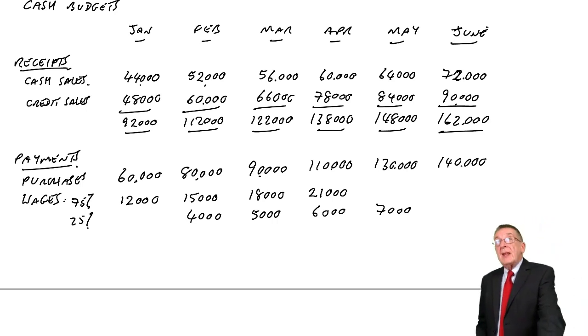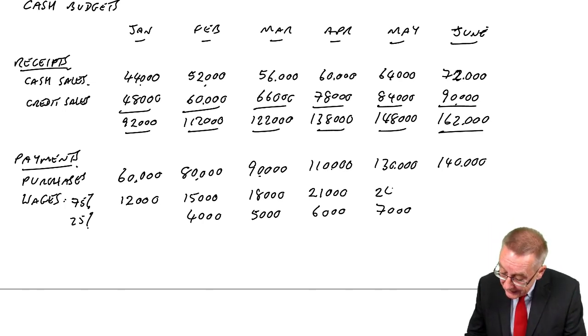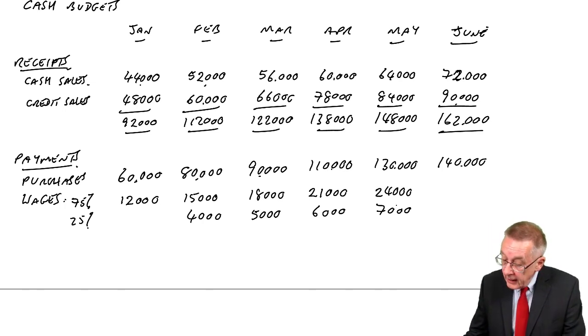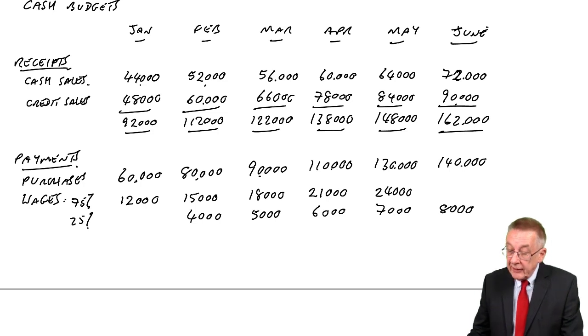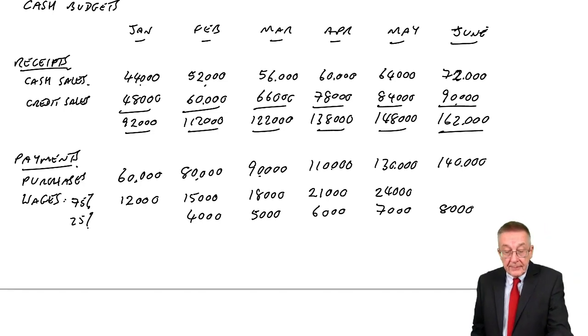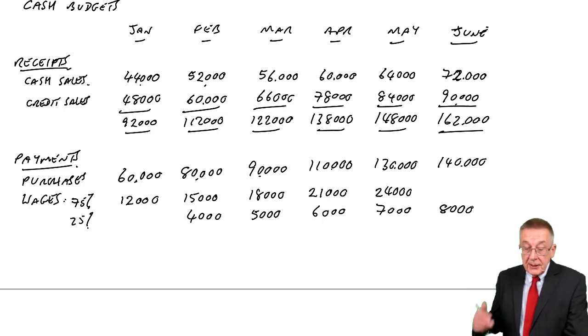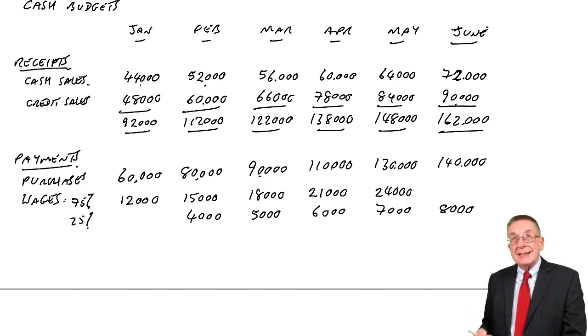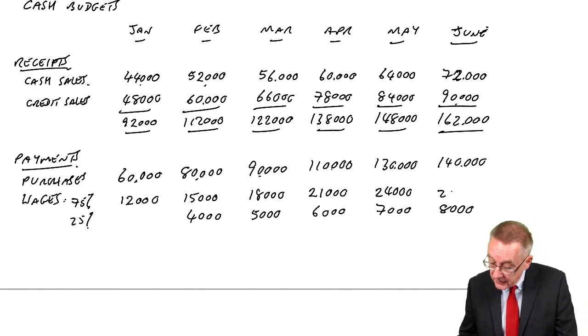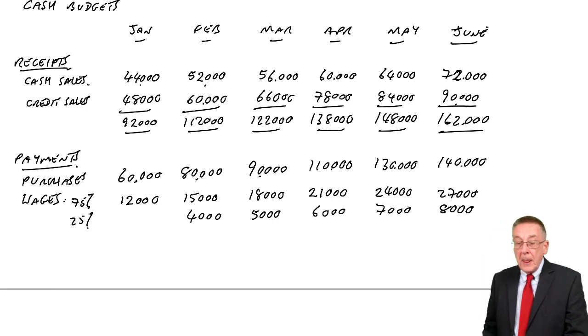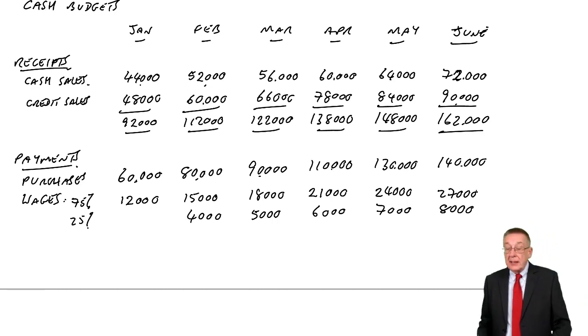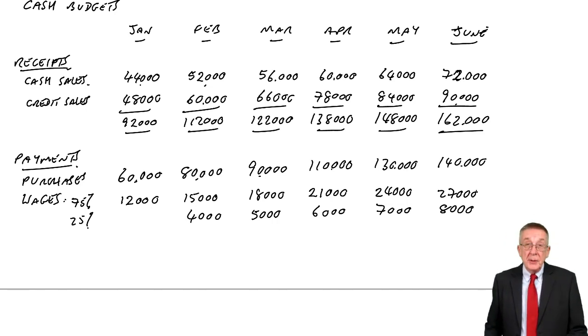May, 75% is 24,000, paid in May. 8,000 is the other 25% paid in June. And June, the bill is 36,000. 75% is 27,000. The other 9,000 will be paid in July. We're not doing July.